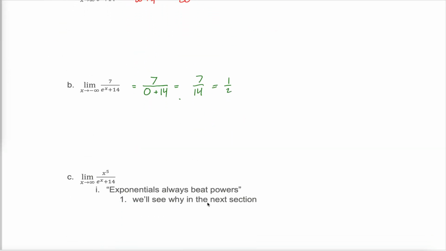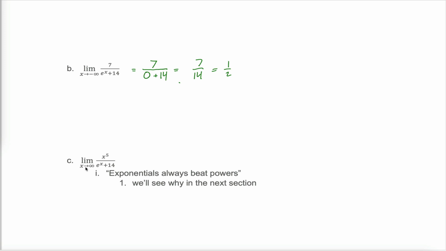A couple more examples, then we'll call this short video good. What about the limit as x approaches infinity of x to the fifth divided by e to the x plus 14? This is kind of an unfair question. We really currently don't have the machinery necessary to evaluate this limit. Because what's going on is when x gets infinitely large, x to the fifth gets infinitely large, and e to the x plus 14 gets infinitely large. So we kind of end up with an infinity divided by an infinity, and that's all sorts of confusing.